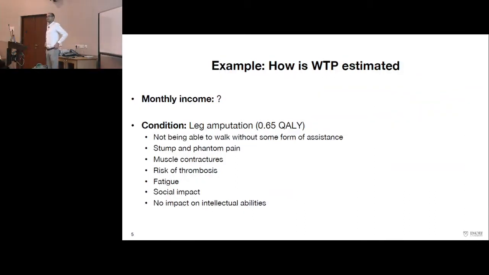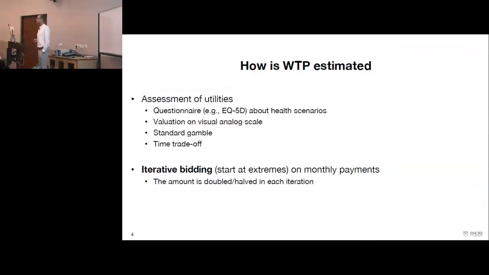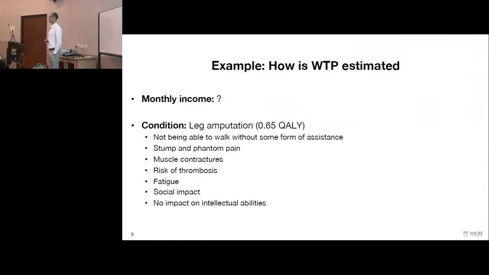So let's try to do an exercise. I will illustrate that in a second. So let's say you are now the respondents. I would ask you as one body, what's your monthly income? You would report some number, and then I would describe some condition. In this case, let's take an example of amputation, for example, due to diabetes.